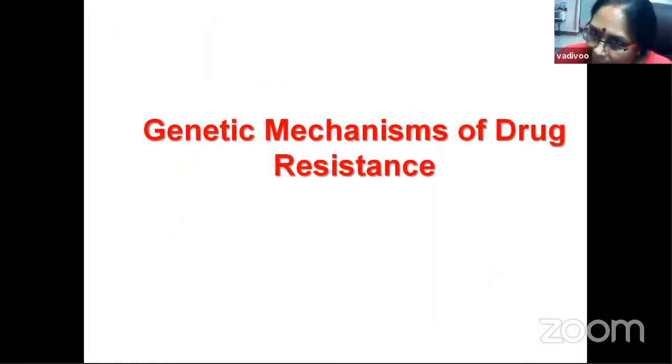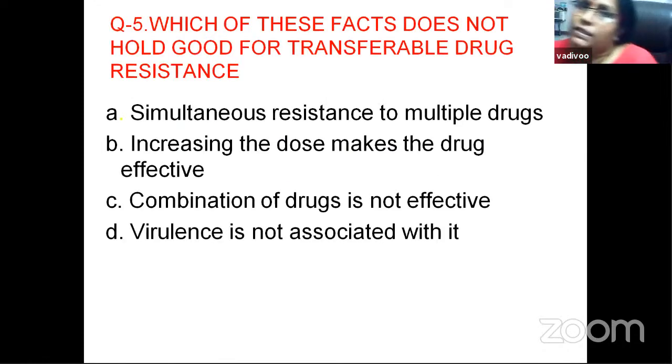And then what are the genetic mechanisms in bacteria which help to spread infectious diseases? Mainly the genetic mechanism of drug resistance is very, very important, because antimicrobial resistance is globally a threat now. Here is a quiz: which of these factors does not hold good for transferable drug resistance? Simultaneous resistance to multiple drugs, increasing the dose makes the drug effective, combination of drugs is not effective, virulence is not associated with it.